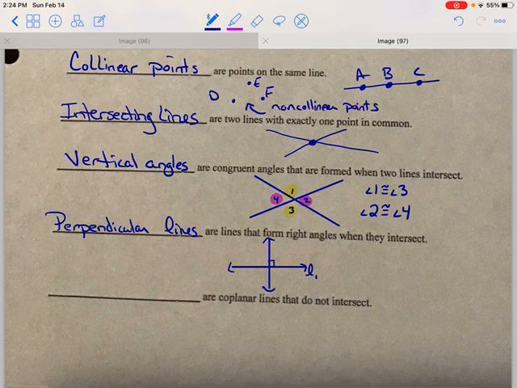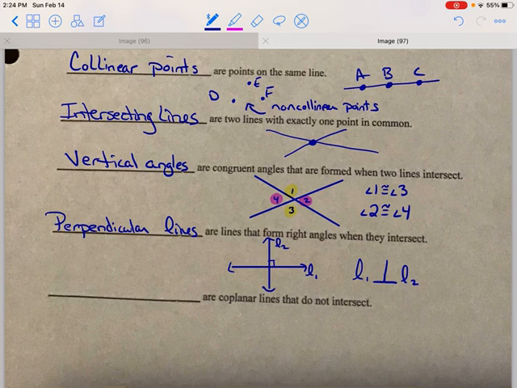And here's another way to name a line. I'm going to call it line 1 and line 2. If I want to state that they're perpendicular, I have a little bit of a shortcut. This looks like an upside down capital T, and that's read as perpendicular. So I would read that line 1 is perpendicular to line 2.